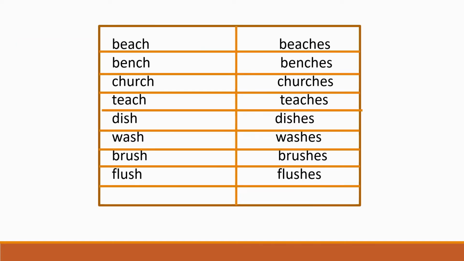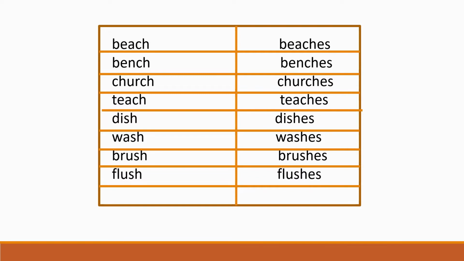Now student, let's see this table. The first word is beach. If the verb ends with ch, we have to put es at the end when the noun is singular. Understood? Now let's see the next one, bench. Here also the word ends with ch. So when we are using the verb with a singular noun, we have to write benches. So at the end we have to write es. Have you understood, student?